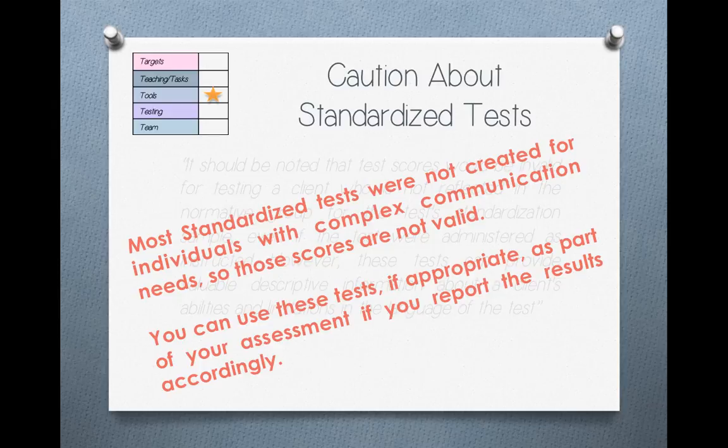So in my language, most standardized tests were not created for individuals with complex communication needs. So you cannot report a score on a test that wasn't created and normed or tested on that population. You can, though, use those tests if they're appropriate in terms of their content as one of your assessment tools, and you just have to report the results accordingly. And typically, it's more of an anecdotal report and not using testing measures or age equivalents or things like that. So just know that little caveat.